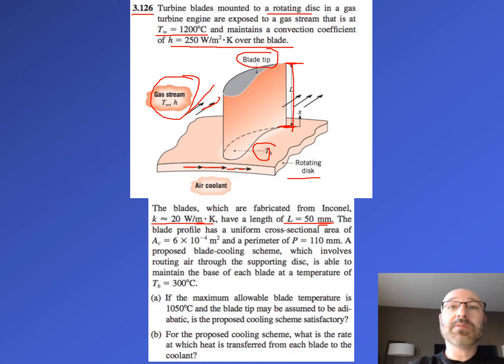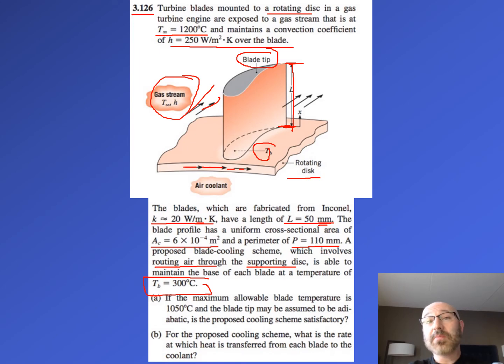Now it also tells us the blade profile has a uniform cross-sectional area, and it gives us that as A sub C equal to 6 times 10 to the negative fourth meters squared. It has a perimeter P equal to 110 millimeters. A proposed blade cooling scheme, which involves routing air through a supporting disc, is able to maintain the base of each blade at a temperature T sub B equal to 300 degrees Celsius.